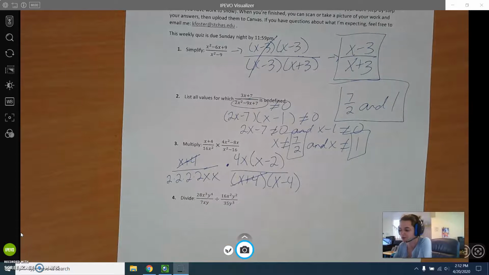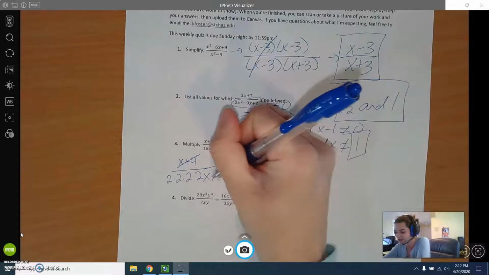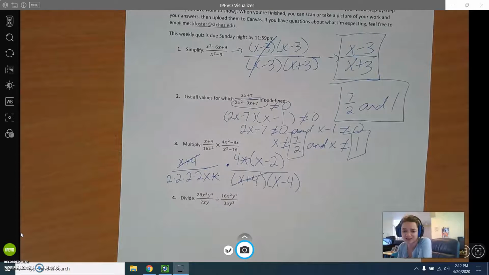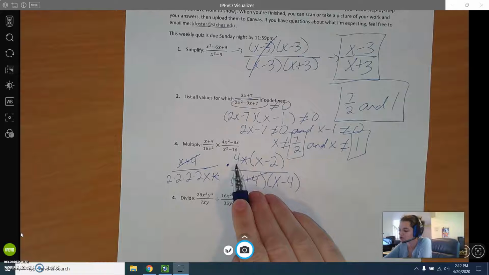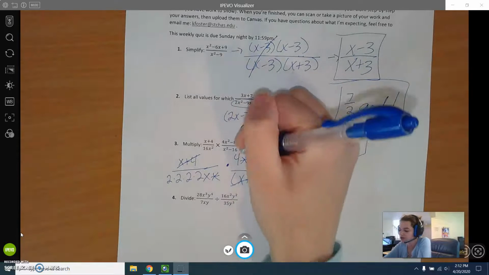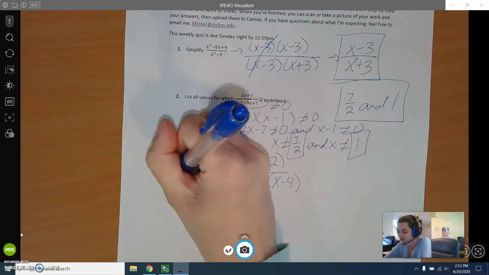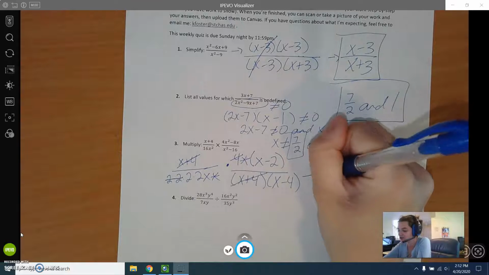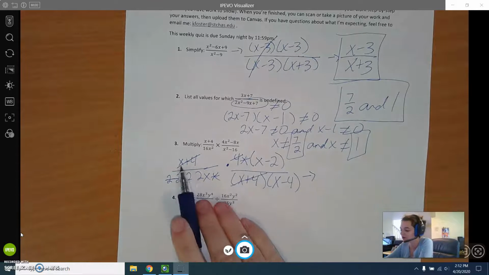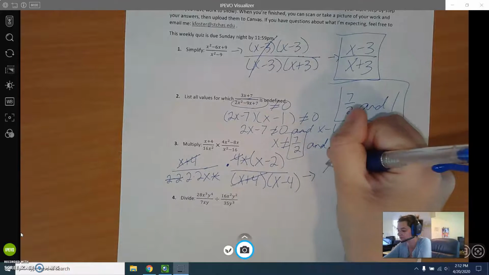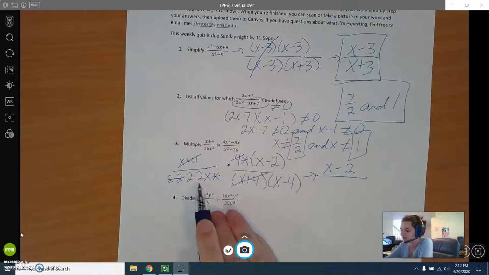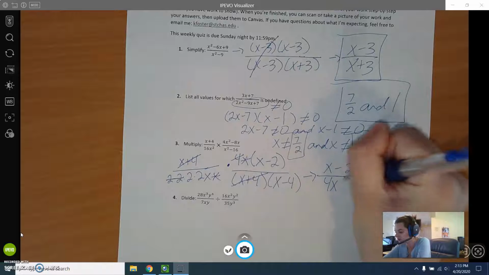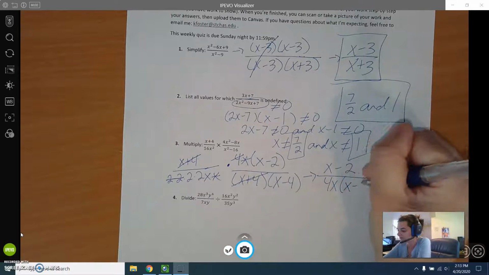What else can I divide out? Well, I notice I have an x and an x, so I can divide out one of my x's. 4 is 2 times 2, so what I can do is divide by 4 and divide by 4, which would be 2 2's. Now that I've divided out everything I can, my answer is going to be what's left over. So in the numerator, all I have left is an x minus 2. In the denominator, I have 2 times 2, which would be 4, times x, which is 4x. And I also have an x minus 4.